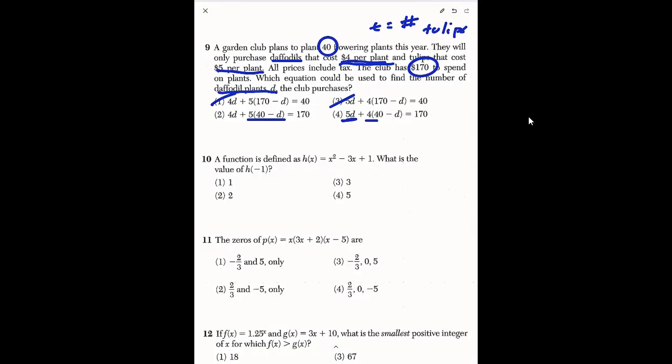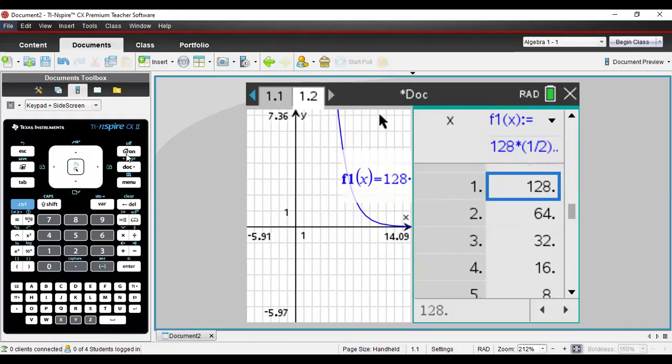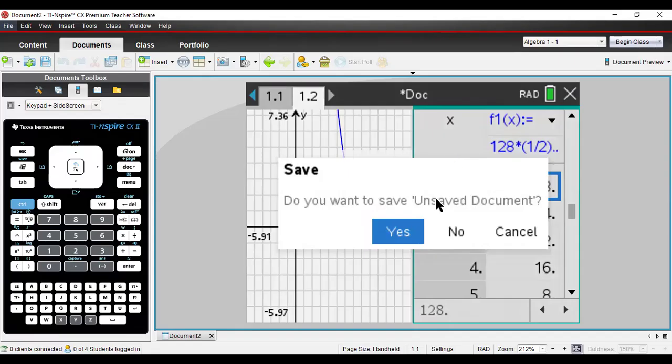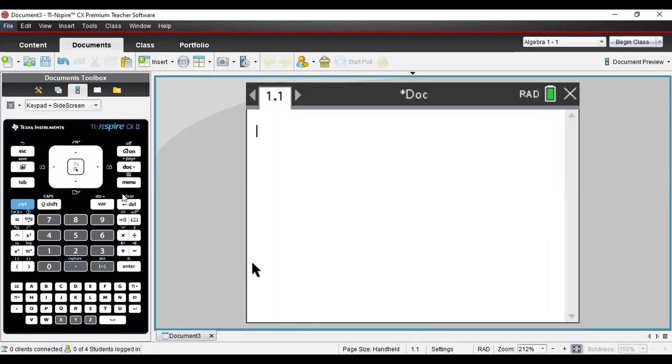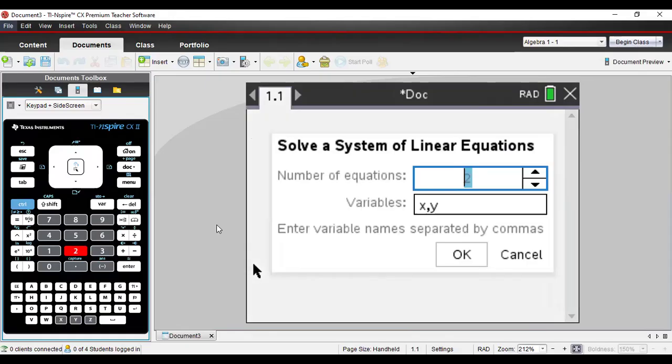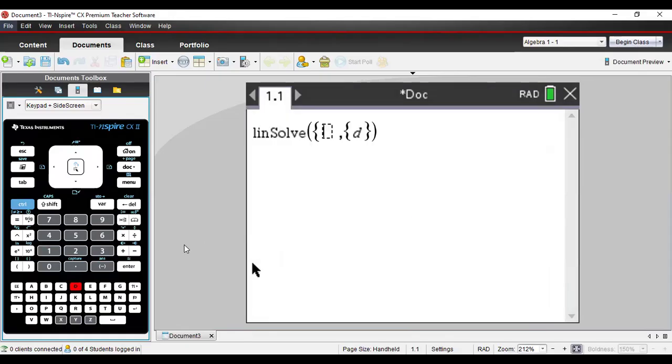Now, I'm going to use the calculator like I normally tell my students to do. Let's get rid of this and let's just start over. So we're going to do menu 32. And we're going to make this one equation. We're going to put D in for daffodils. And then what we're going to do is just type in 4D plus 5 parentheses 40 minus D equals 170.